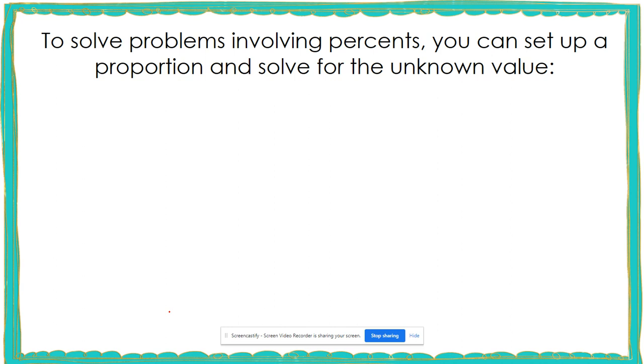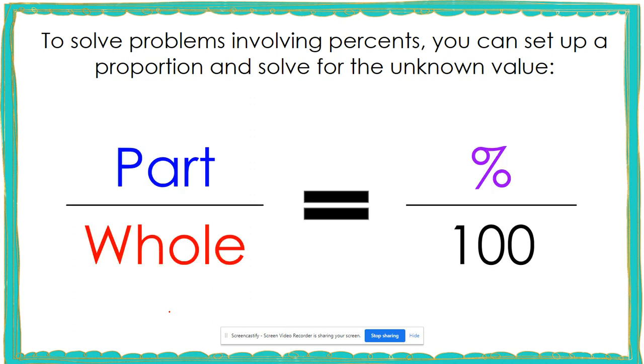To solve problems involving percents, we can set up proportions and use them to solve for the unknown value. Whenever we're solving for percents, we use the same proportion, and that proportion will say part over whole equals percent over 100. In this proportion, this number will always be 100, but you may have to fill out part, whole, or percent, and one of them will always have a variable.